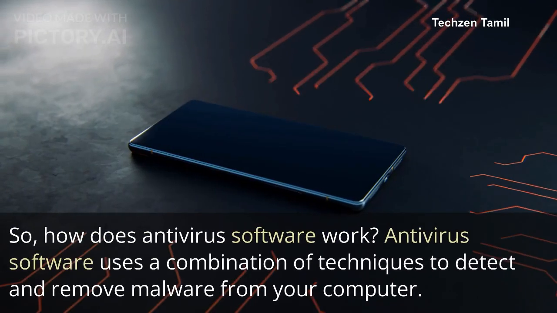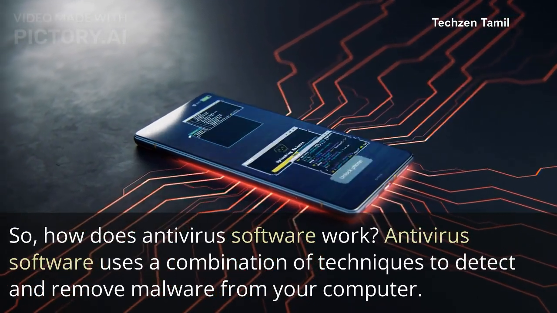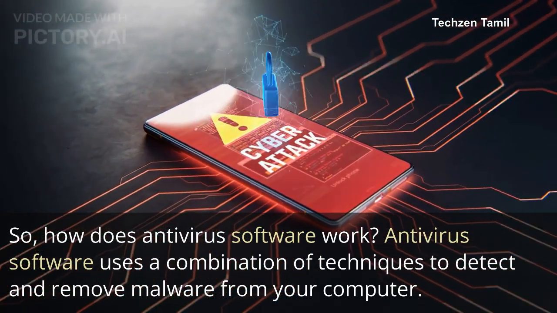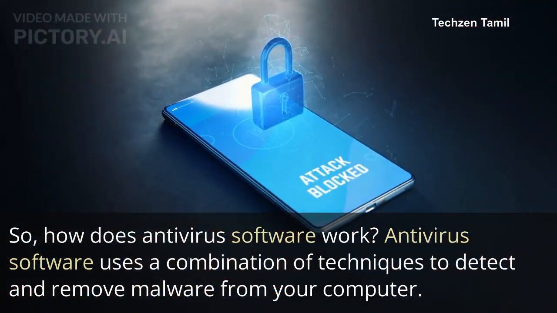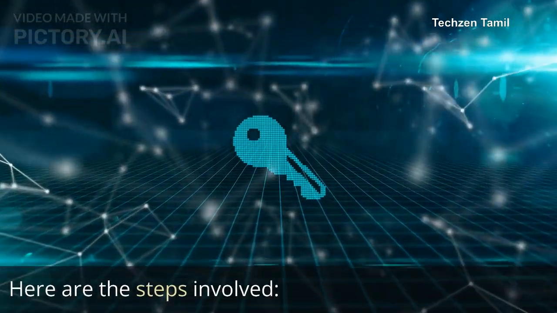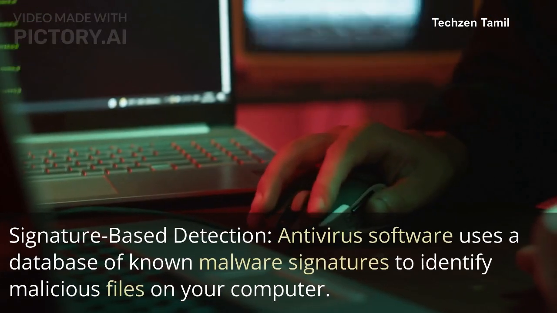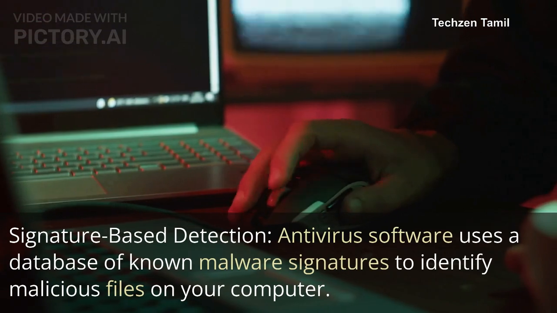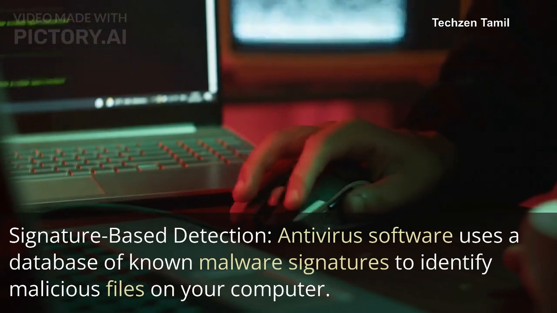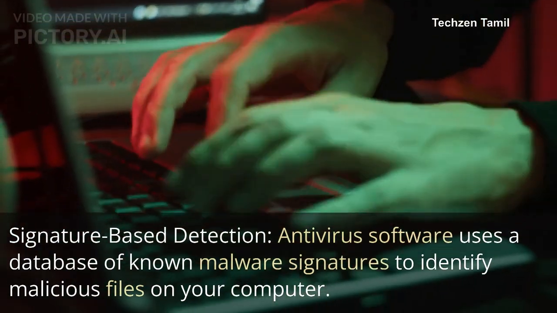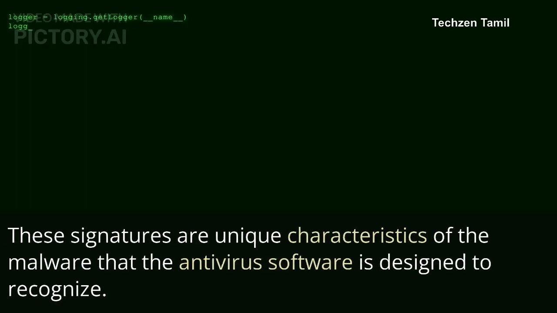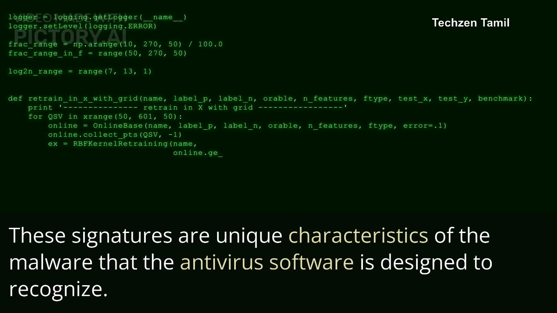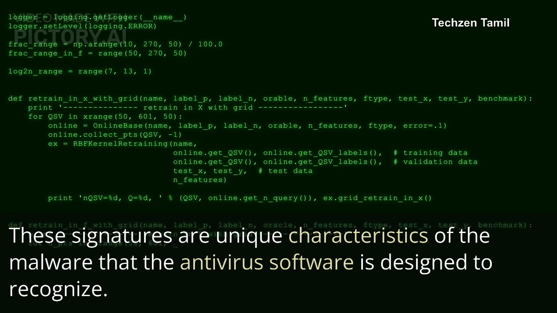So, how does antivirus software work? Antivirus software uses a combination of techniques to detect and remove malware from your computer. Here are the steps involved. Signature-based detection. Antivirus software uses a database of known malware signatures to identify malicious files on your computer. These signatures are unique characteristics of the malware that the antivirus software is designed to recognize.